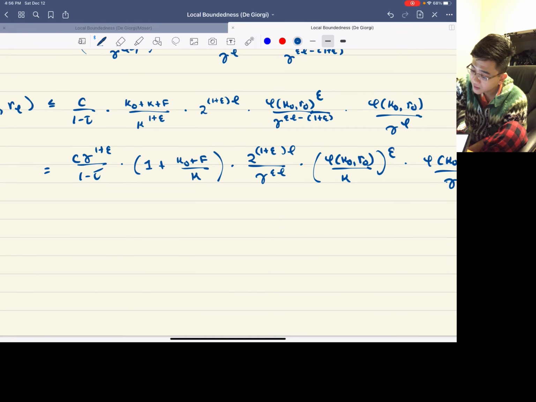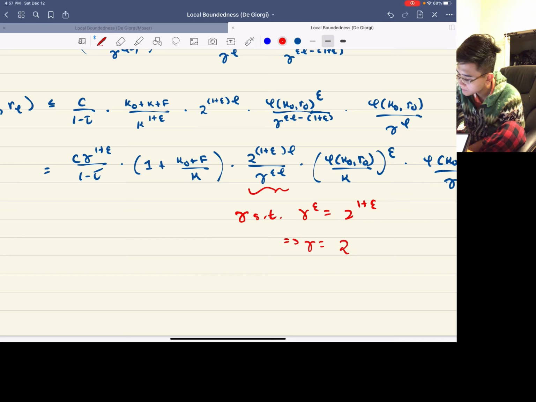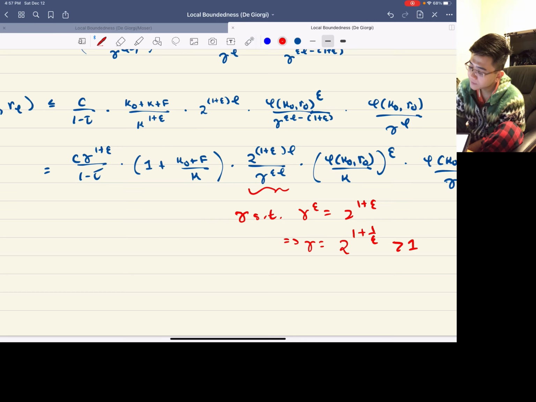Okay. So now, to simplify things, I'm going to choose gamma such that gamma to the epsilon is equal to 2 to the 1 plus epsilon. And note that, so what is that? Gamma is equal to 2 to the 1 plus 1 over epsilon. This is bigger than 1. Okay, now we have a gamma. So with this choice of gamma, what do we do now?